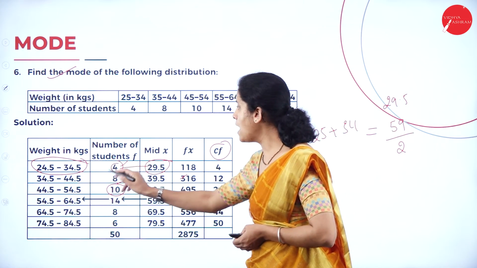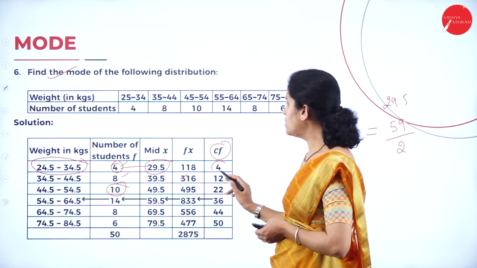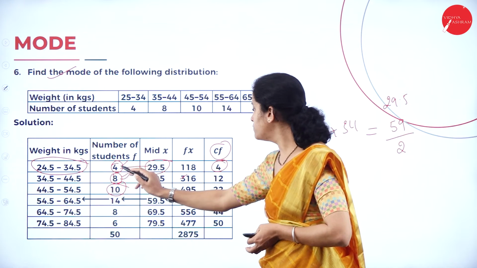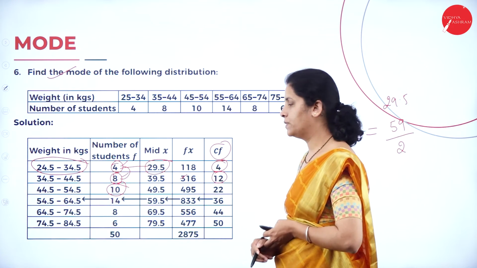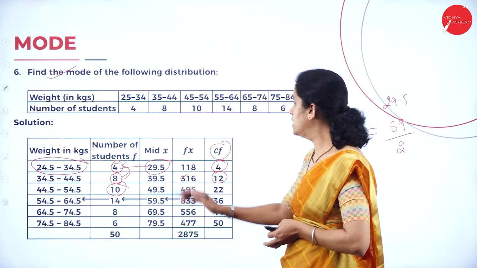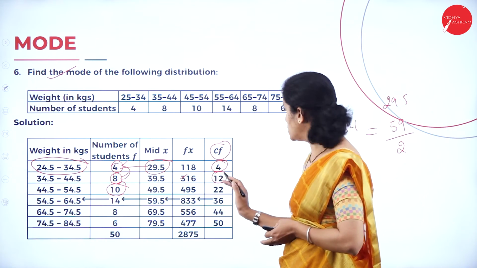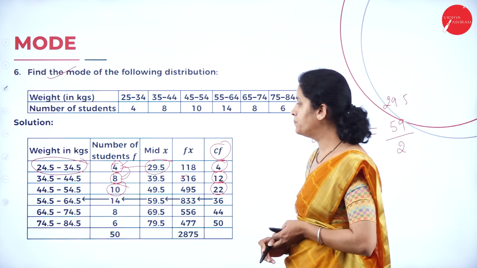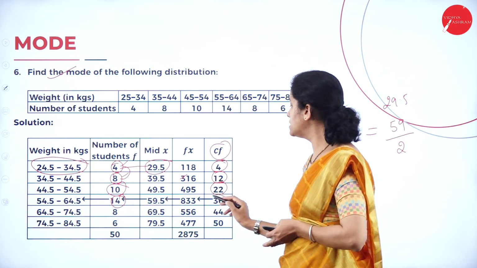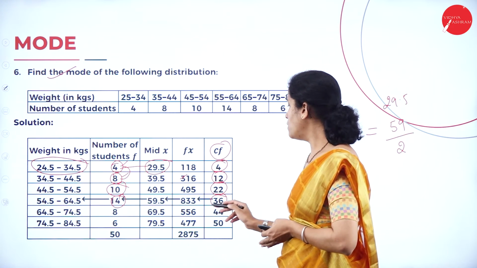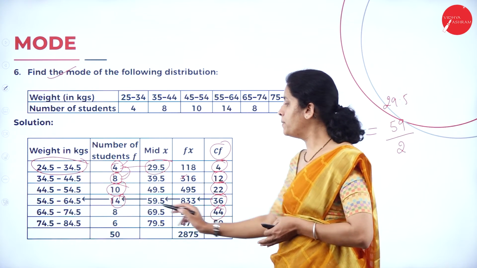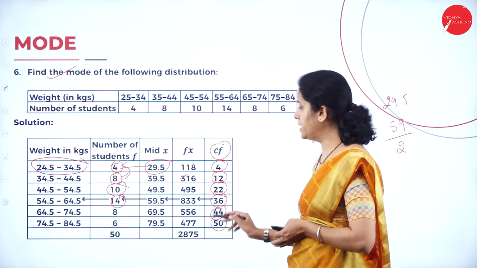So I have frequency 4. So I have 4. And I have 8. 8 plus 4, it is 12. Okay, then see here. The next value is 10. 10 plus 12, it is 22. And it is 14. 14 plus 22, it is 36. Now 36 plus 8, it is 44. 44 plus 6, it is 50.